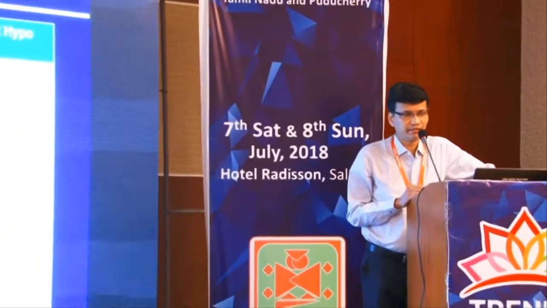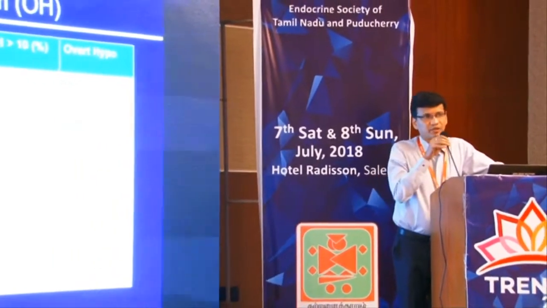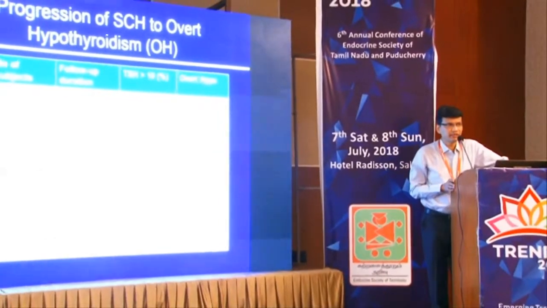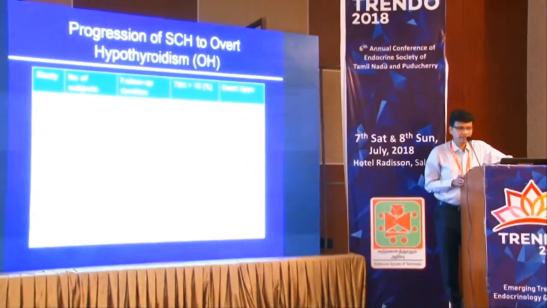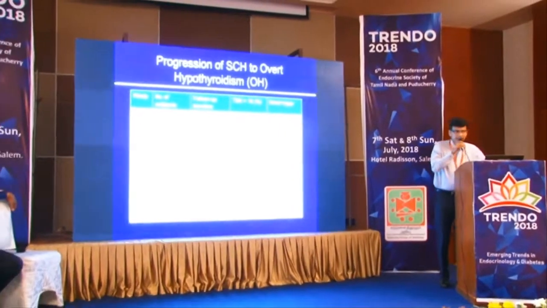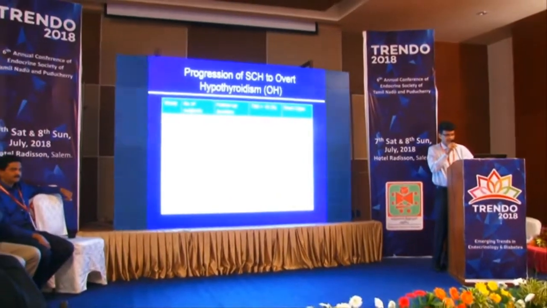Some studies have taken TSH more than 10. So as you see, the progression to overt hypothyroidism is very, very less. It ranges from 0% to up to 12 to 13%. So the chances of overt hypothyroidism is very less when the TSH is mildly elevated.